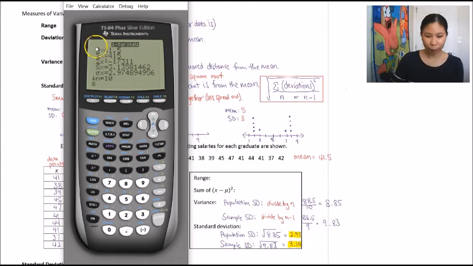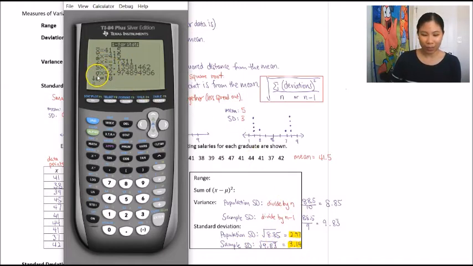Again, that first number it gives you is the mean of your data set, which was 41.5. That's true, we calculated that ourselves as well. And then when you go down to where you see Sx, Sx stands for the sample standard deviation. That's 3.135, which we rounded to 3.14. That was our sample standard deviation number that we got at the end.